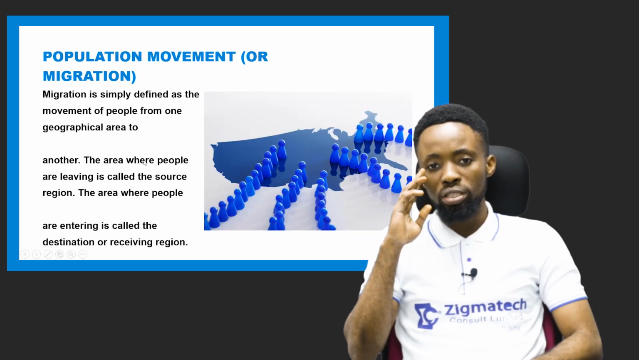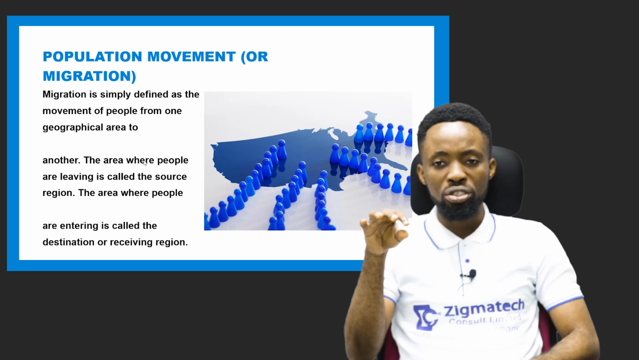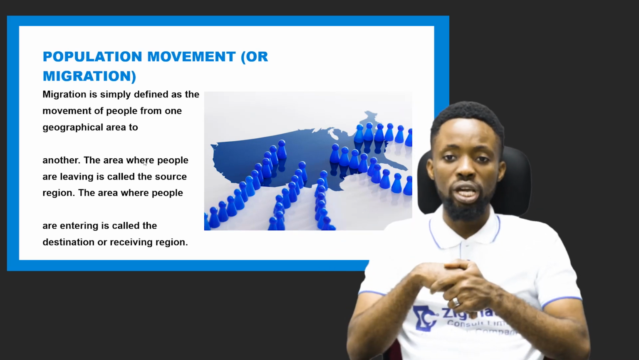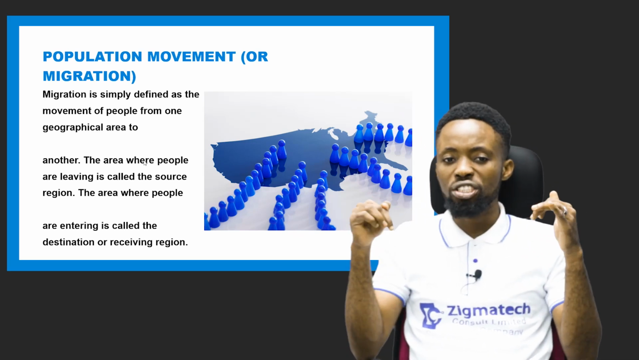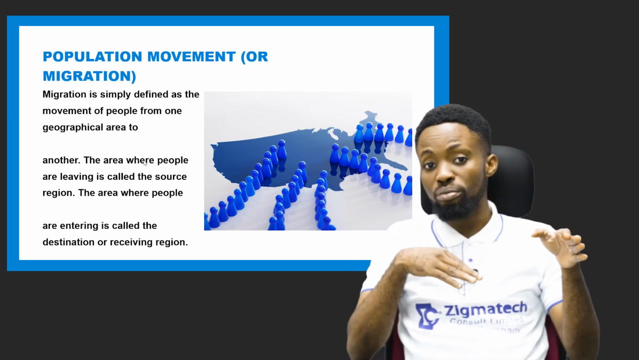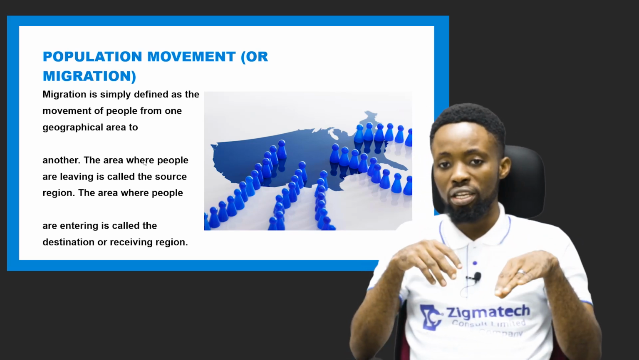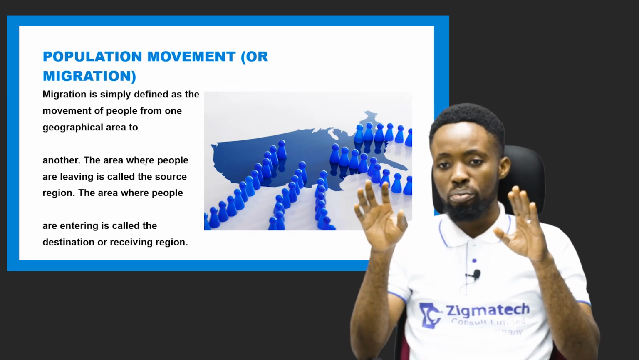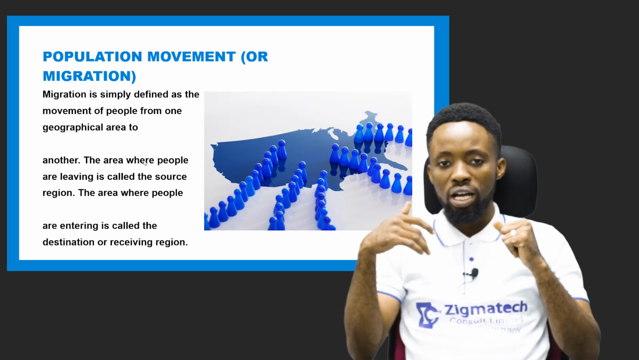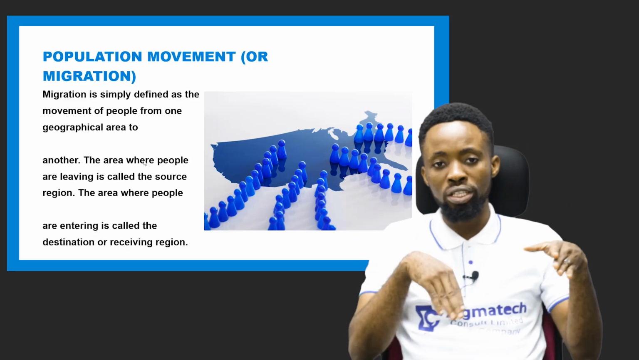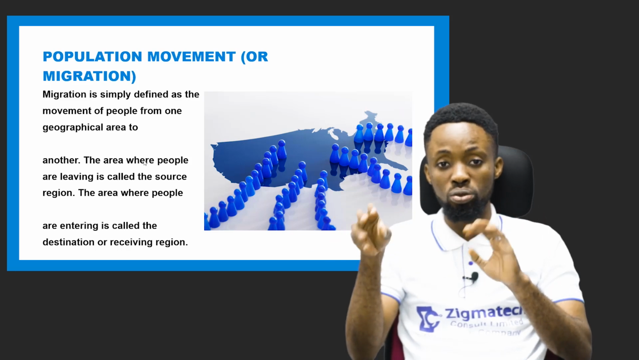Now, let's talk about the next aspect of population in Nigeria, which is population movement or migration. If we don't call it population movement, we can as well call it migration. And then what is migration? Migration is simply defined as the movement of people from one geographical area to another geographical area. I say it again, the movement of people from one geographical area to another geographical area. The reason for this is that people move from one geographical area to another for a lot of reasons, which we are going to look at in this class.